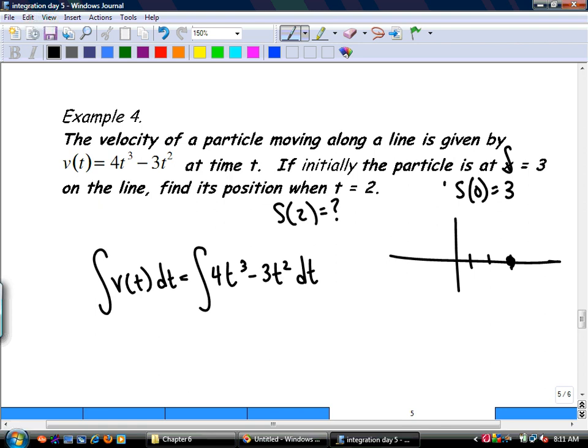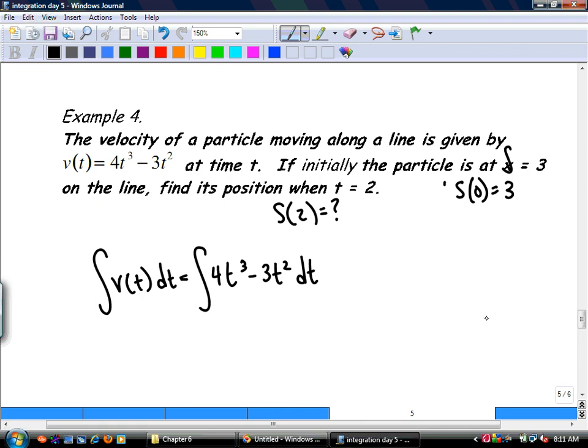It should have said initially the particle is at s equals 3 on the line. No, we only move along. Well, sure, I don't care, we can move it on the y-axis if you want. But you guys are getting particles moving back and forth along the line and coordinates mixed up. This is just a dot moving back and forth. It doesn't matter. I could have started here and done the same question.